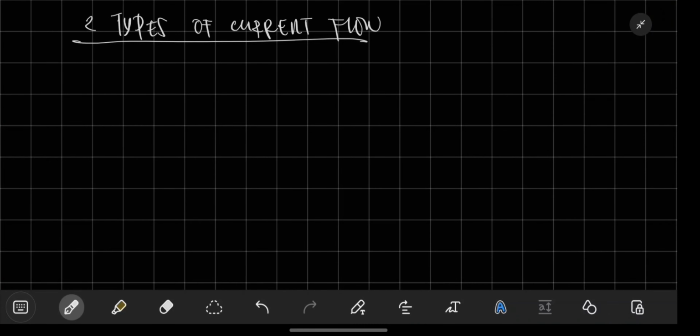Okay, let us start this one. So this is an introduction of basic electronics. So our first topic is the two types of current flow.